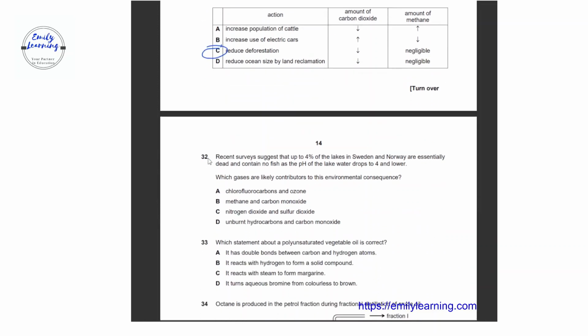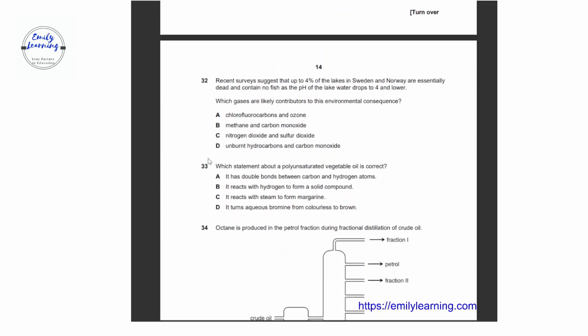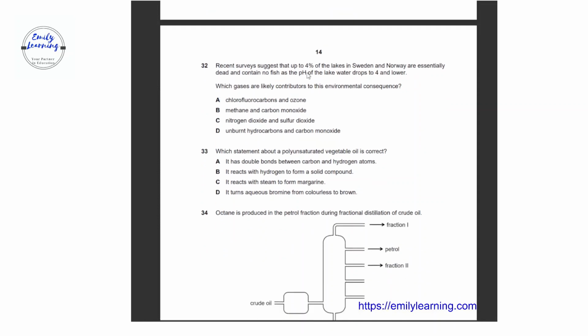Moving on to question 32, recent surveys suggest that 4% of the lakes in Sweden and Norway are essentially dead and contain no fish as the pH of the lake water drops to 4 and lower. So which gases are likely contributors to these environmental consequences? The pH is 4 and lower, that means it is acidic. So when we are talking about acidic, we need to look at acidic substances. So which gases are likely contributors?